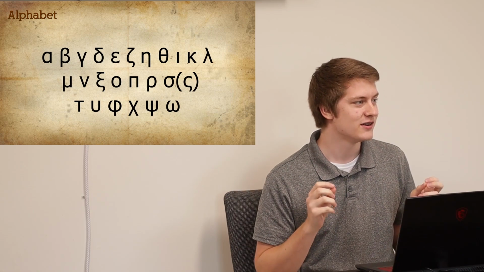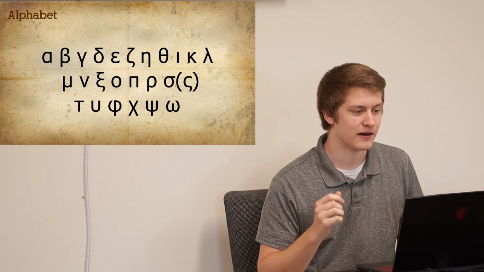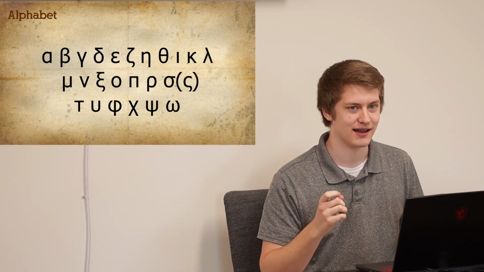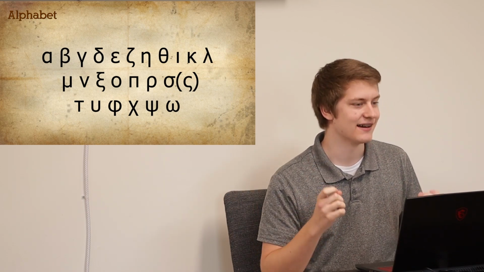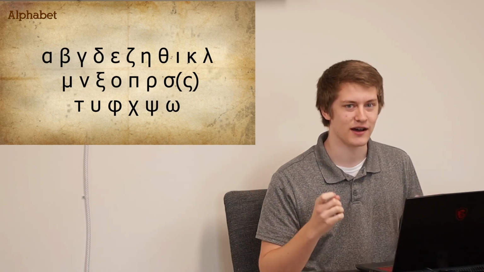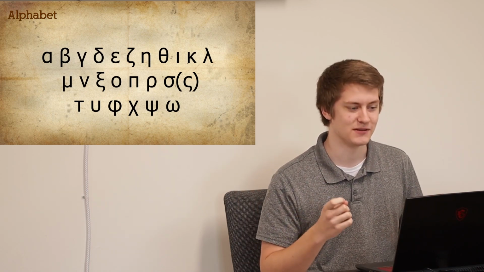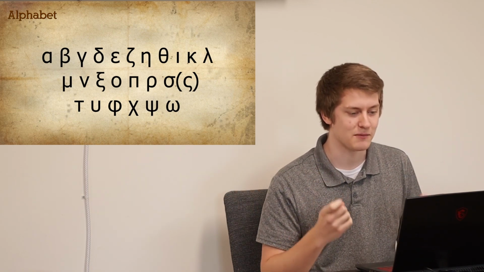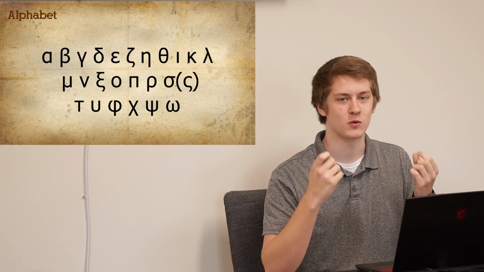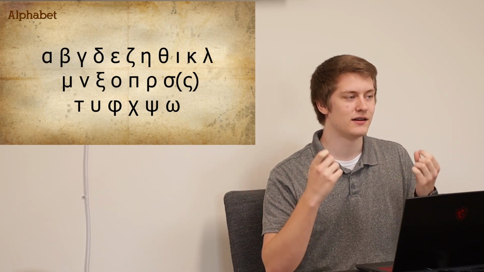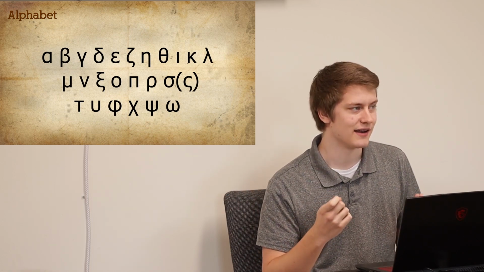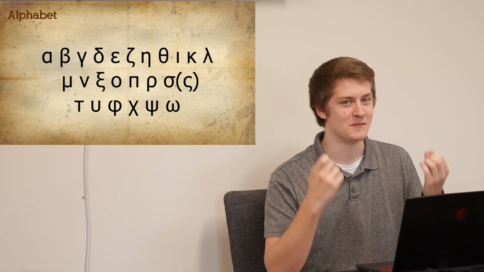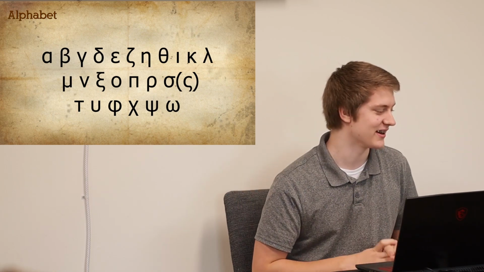Okay, so 3, 2, 1. Alpha, beta, gamma, delta, epsilon, zeta, eta, theta, iota, kappa, lambda, mu, nu, xi, omicron, pi, rho, sigma, tau, upsilon, phi, chi, psi, omega. Very good, everybody.